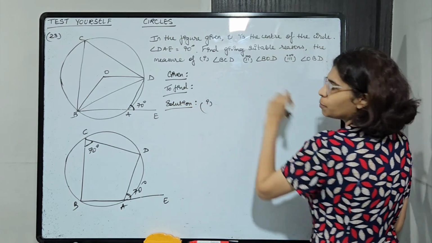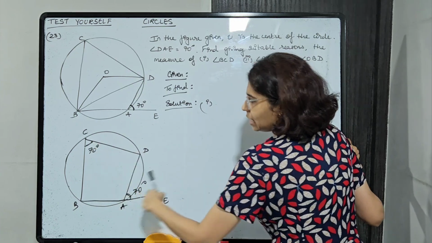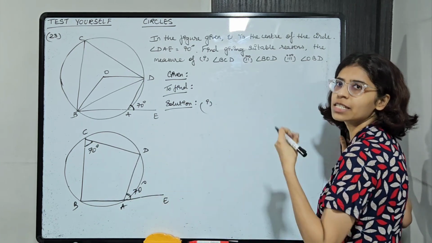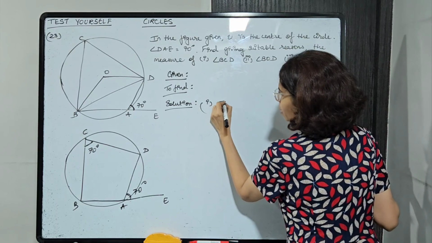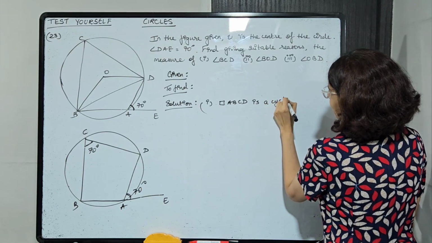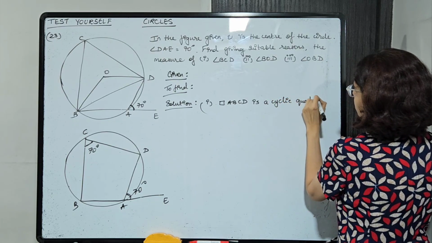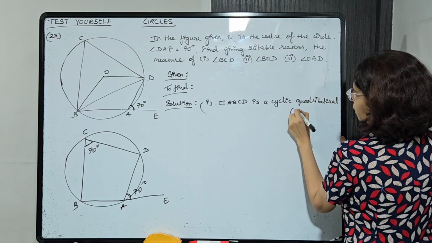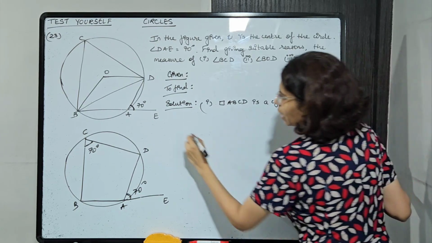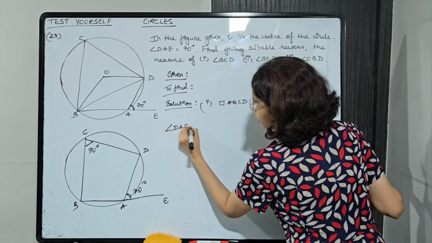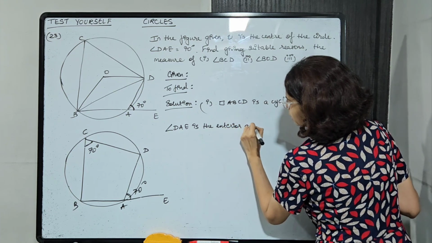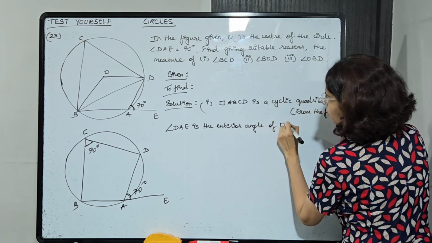So first we solve for BCD. BCD is equal to DAE, so first we have to write why they are equal, because this is a cyclic quadrilateral. Quadrilateral ABCD is a cyclic quadrilateral from the figure, and angle DAE is the exterior angle of quadrilateral ABCD.